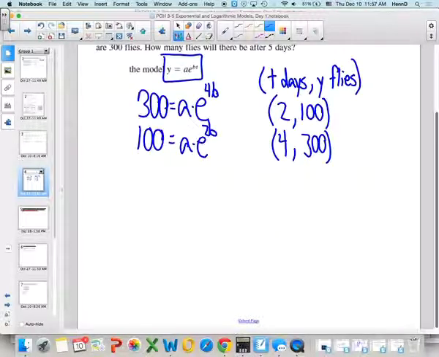And then, like Carly said, we're going to use a ratio. How am I going to solve this system using ratios? Maybe like 300 over 100 equals a times e to the 4b over a times e to the 2b. Yes. Guys, does this ring a bell?